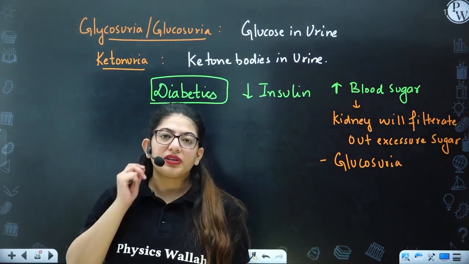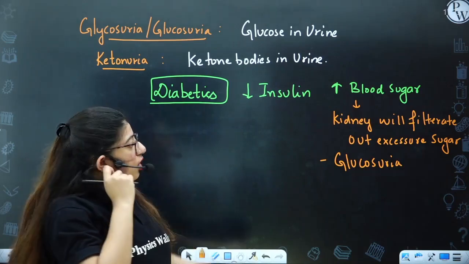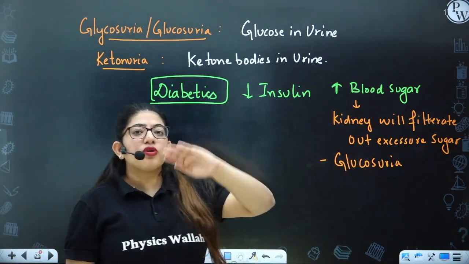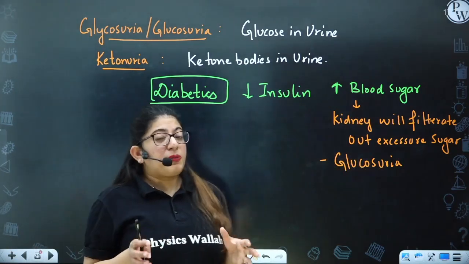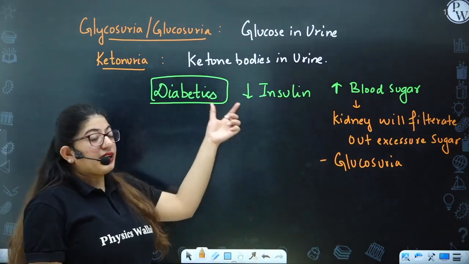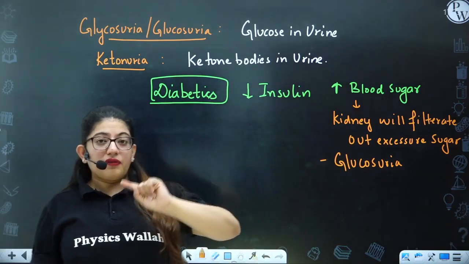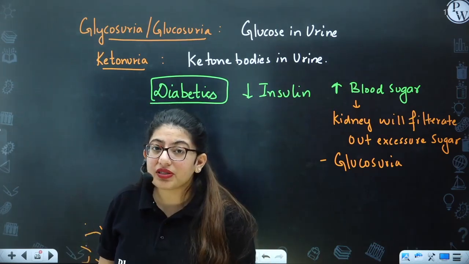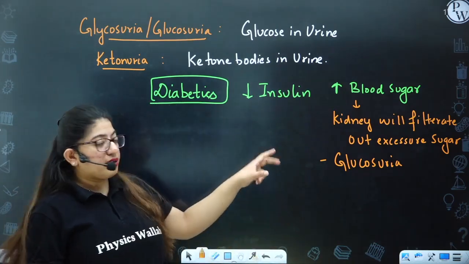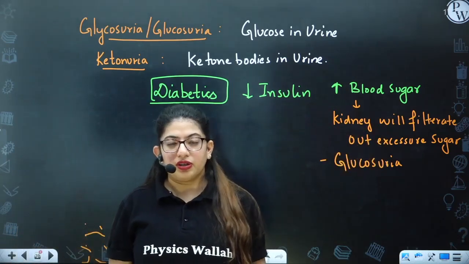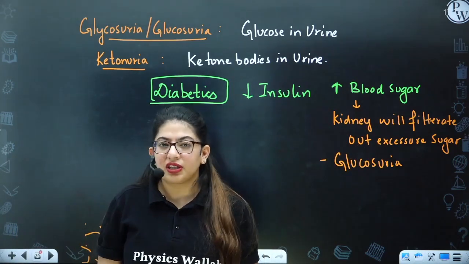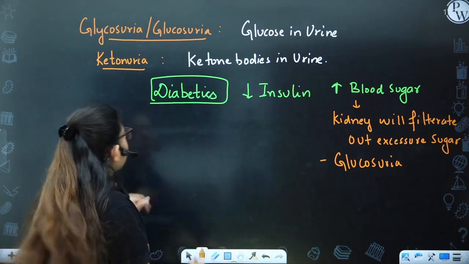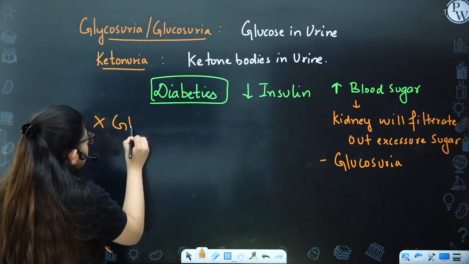The second symptom of diabetes is ketonuria. Because the excess sugar is now moved out from the body. If a person is normal, the person will have insulin and this sugar will be stored in the liver and become glycogen. But now as the person is diabetic, there is no insulin, the sugar will not become glycogen, which is the first source of energy in a person. Now the diabetic person does not form glycogen.